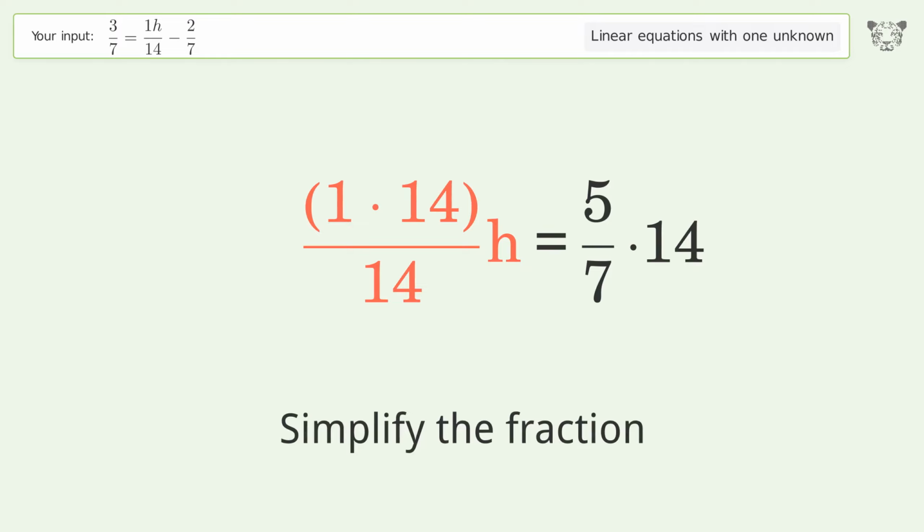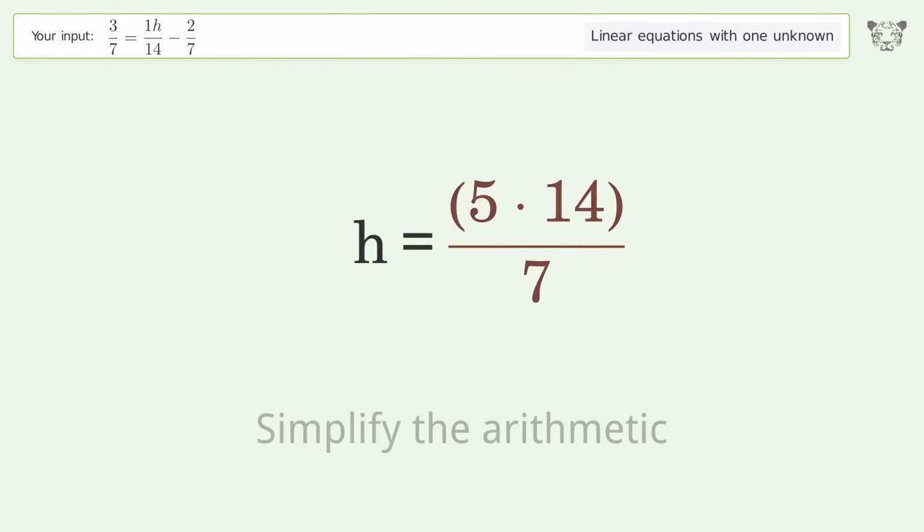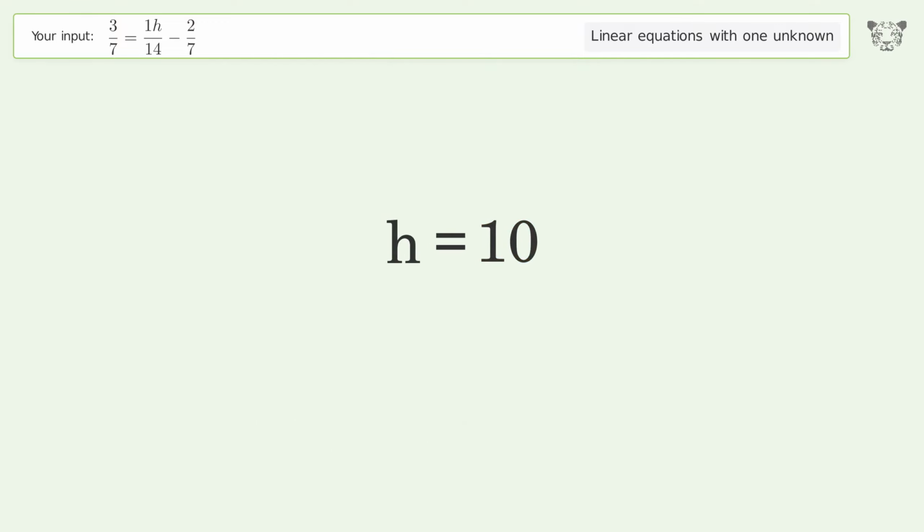Simplify the fraction. Multiply the fractions. Simplify the arithmetic. And so the final result is h equals 10.